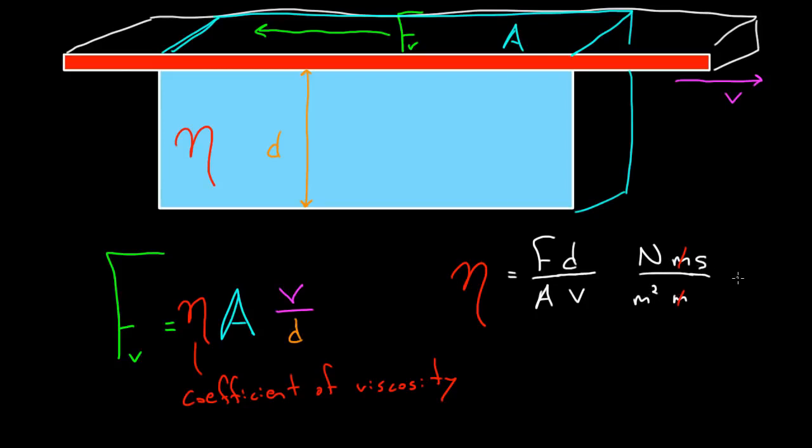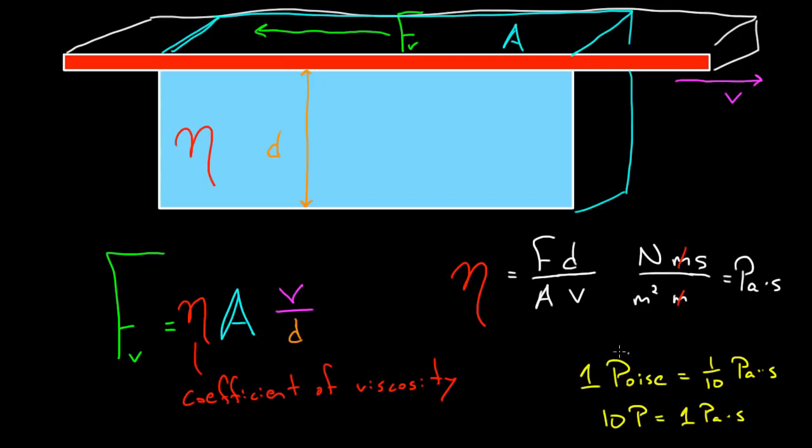But a newton per meter squared is a Pascal. So this is Pascal seconds. So these units are a little strange. But the units of eta, the coefficient of viscosity, is a pressure times a time, Pascal seconds. But some people use the unit poise, and 1 poise is equal to 1/10 of a Pascal second. Or in other words, 10 poise, and it's abbreviated capital P, is 1 Pascal second. And so you'll often hear this unit poise as a measure of viscosity.